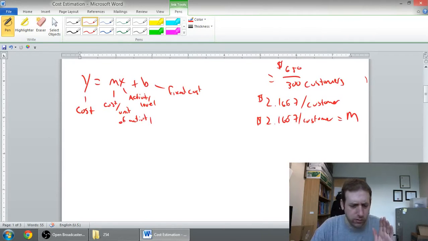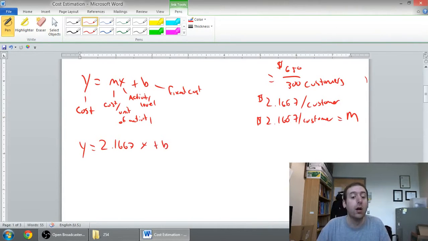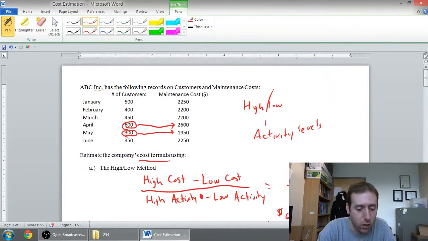Okay, so we've got our m, but we don't have our cost formula. So if I look at this formula for a line, y equals 2.1667x plus b. Well, we can figure this out. Now, all we have to do is plug in either our high or our low, either of these ones that we circled. Plug in that information.